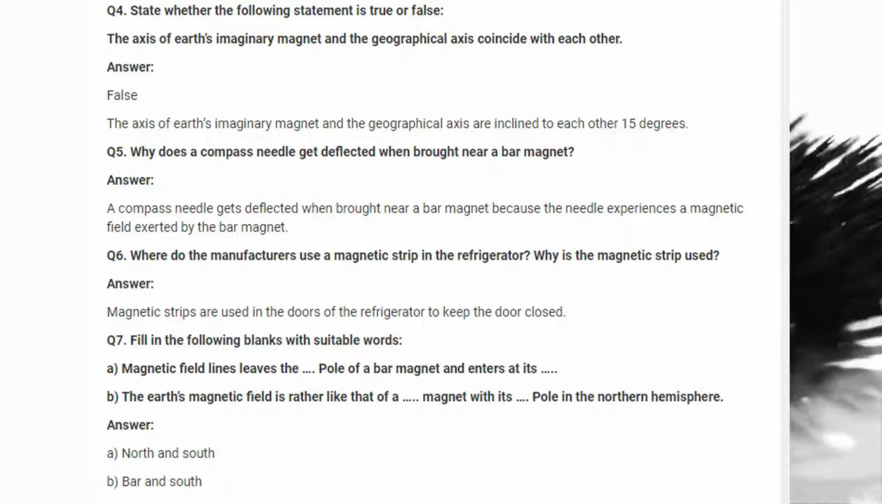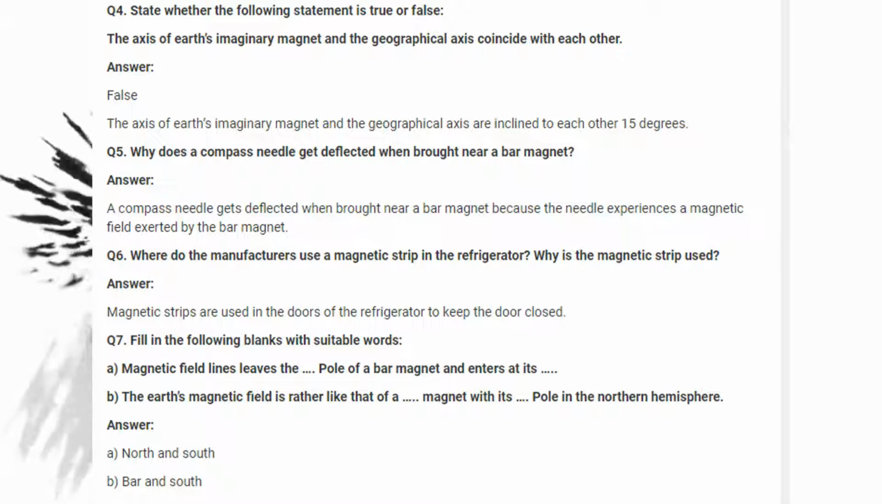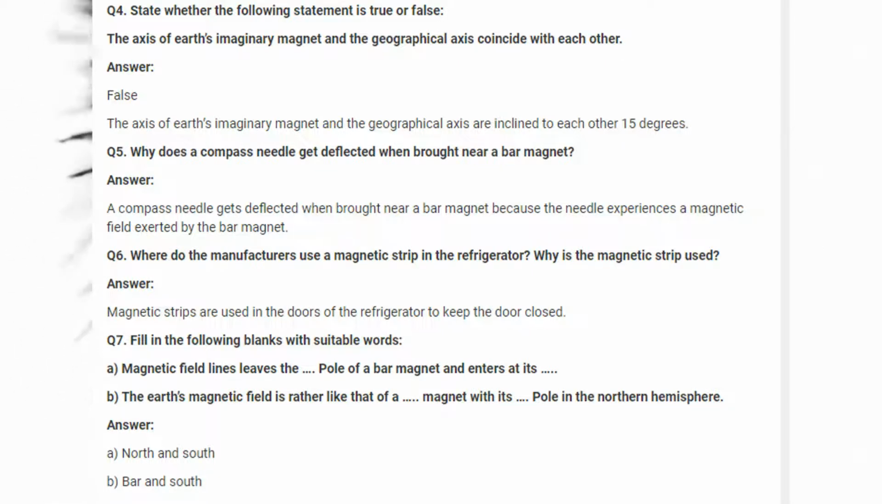Q6. Where do the manufacturers use a magnetic strip in the refrigerator? Why is the magnetic strip used? Answer: magnetic strips are used in the doors of the refrigerator to keep the door closed.